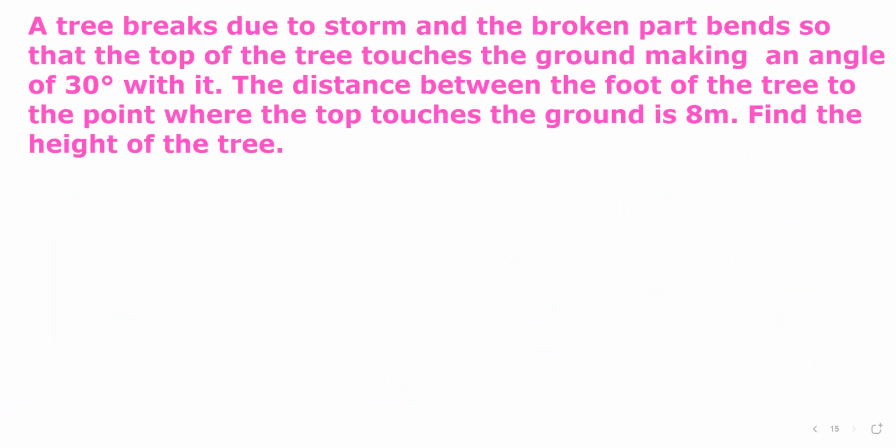Here is the question. A tree breaks due to the storm, means tumba gali barta ide, and the broken part bends so that the top of the tree touches the ground, making an angle of 30 degree. So the angle made is 30 degree. The distance between the foot of the tree to the point where it touches the ground is 8 meter. So here we have to understand this 8 meter and find the height of the tree.